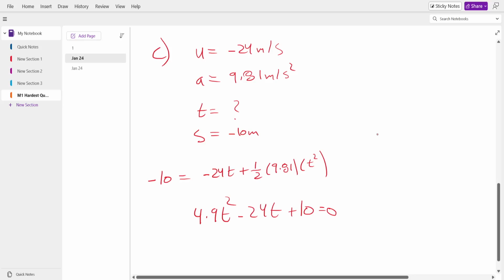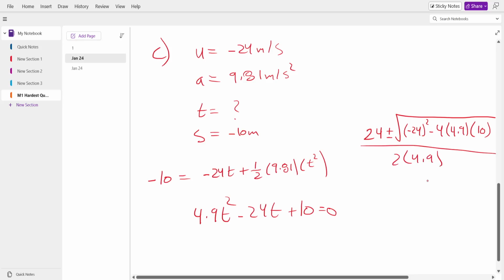I can solve this again using quadratics, so it's going to be negative B plus or minus the square root of B squared, so negative 24 squared, minus 4 times A, 4.9, times C, which is 10, over 2 times 4.9. This is going to give me two answers. How do I get two answers? When this is plus, the first time, and when this is minus, the second time.